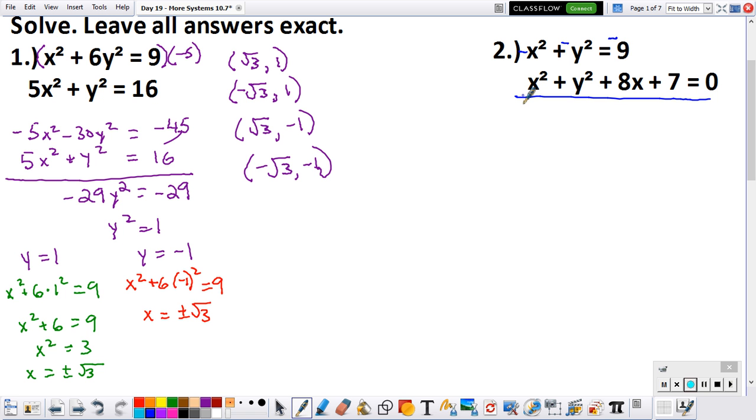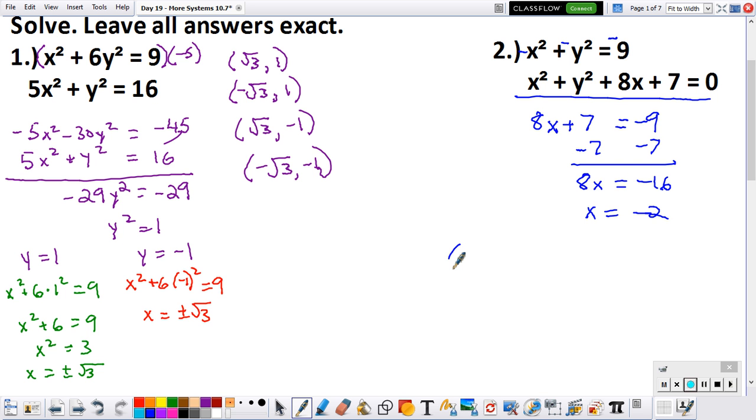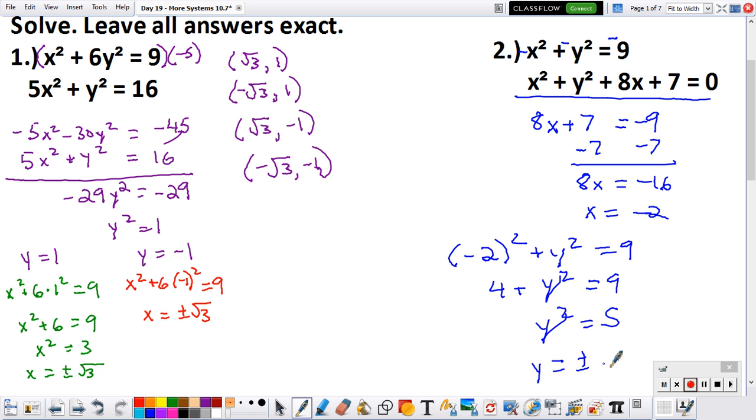So the x squareds and the y squareds will cancel, and I'll have 8x plus 7 equals -9. And then I'm going to have 8x equals -16, x equals -2. So now I'm going to plug that back into the first equation because honestly it's easier. And I've got -2 squared plus y squared equals 9. 4 plus y squared equals 9. y squared equals 5. So I'm going to have y equals plus or minus √5 for this problem.